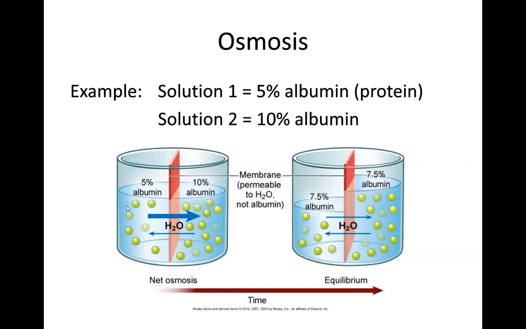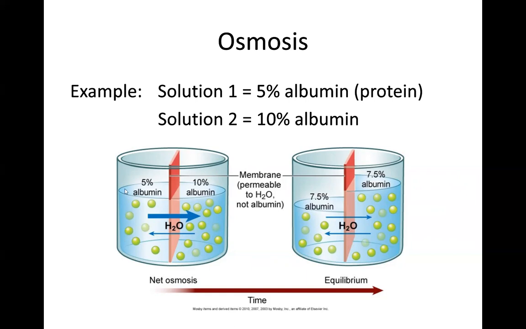This is the same jar, and what's happened is a change. So solution 1 is this side of the jar. Solution 2 is on the other side of the jar, and they're separated by a membrane, like our plasma membrane, that is permeable to water, so water can pass through. But it's impermeable to albumin. So albumin, which are the yellow dots, cannot pass through.